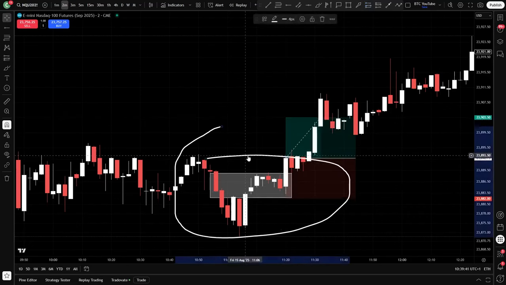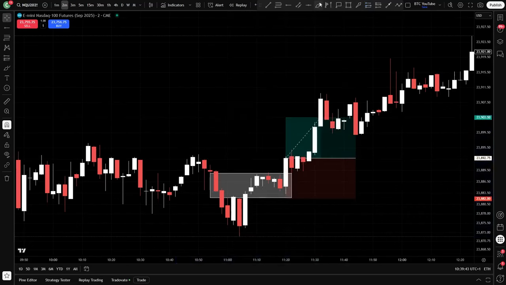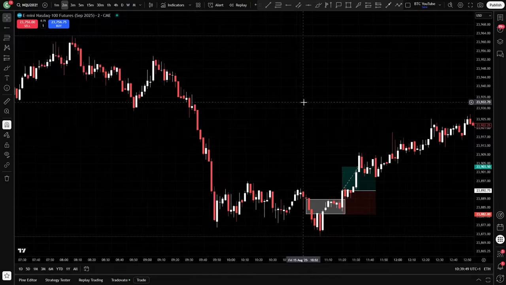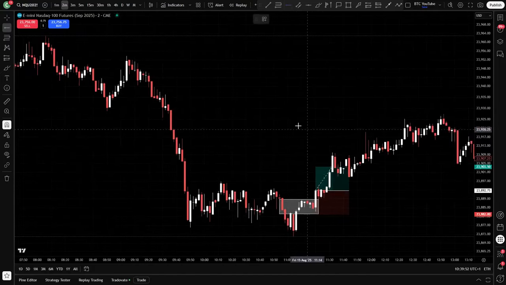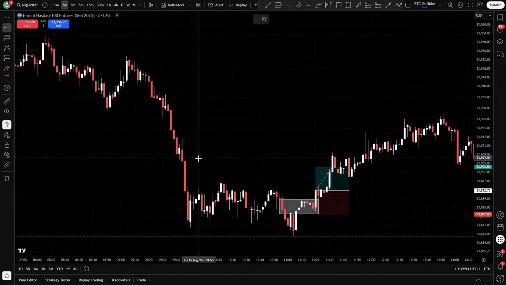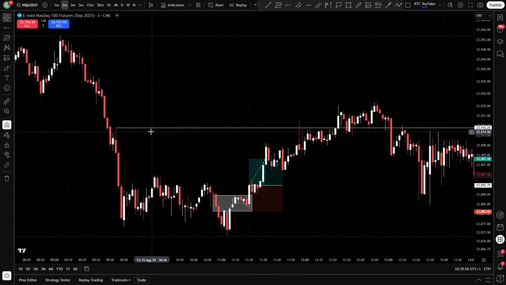Stop loss below. Take profit at a 1-to-1. We come up, we hit the TP pretty much in the space of 10 minutes or so. Break even on the rest, and then hold runners up through your V-shape. Obviously, there wasn't much of a V-shape here, so I would have just held it back up through these levels of liquidity.